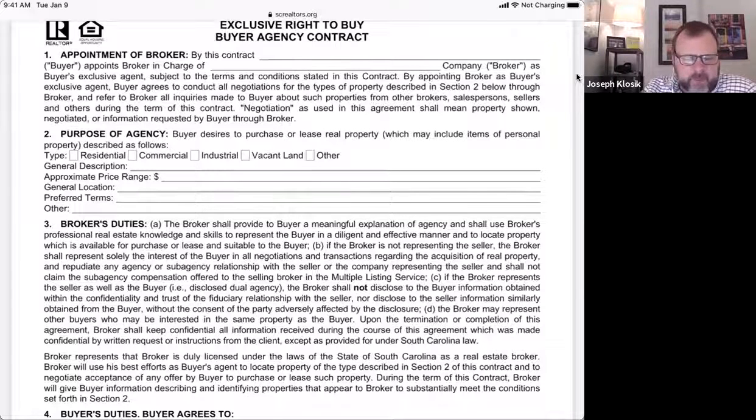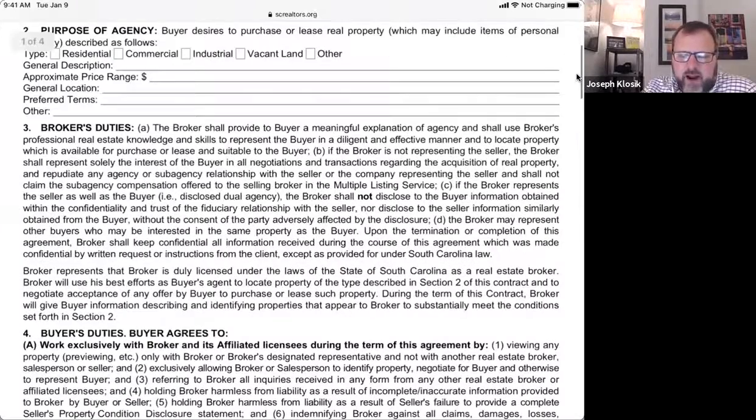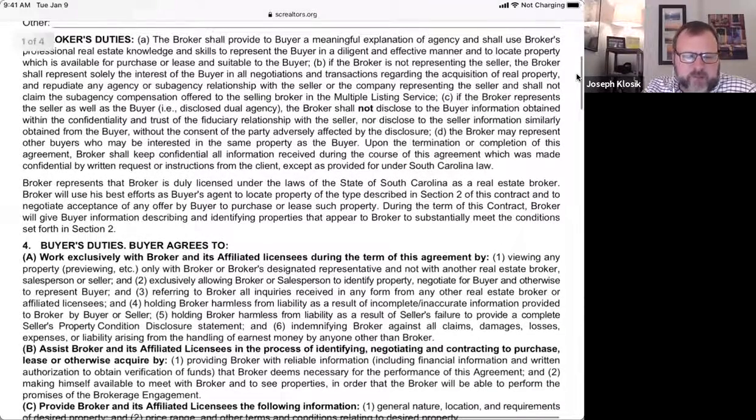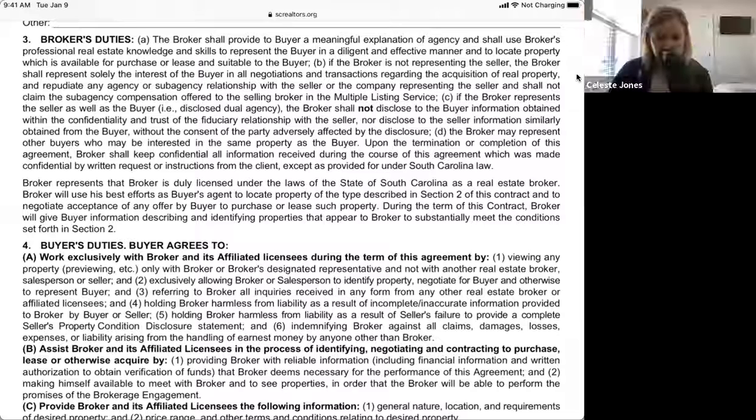Okay. Broker's duties, this obviously maps out what it is that you're going to be doing for the buyer, right? Broker shall provide a buyer meaningful explanation of agency, which really should have been done before going through this agreement, right? You're going to talk about the different types of agency and shall use the broker's professional real estate knowledge and skills to represent the buyer in a diligent and effective manner to locate property which is available to purchase. If the broker is not representing the seller, broker shall represent solely the interest of the buyer in all negotiations and transactions of the property.